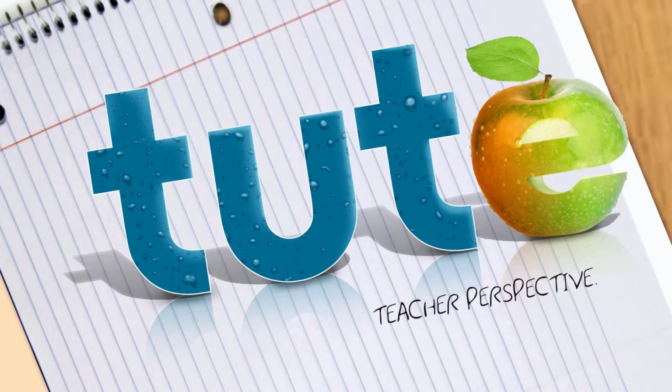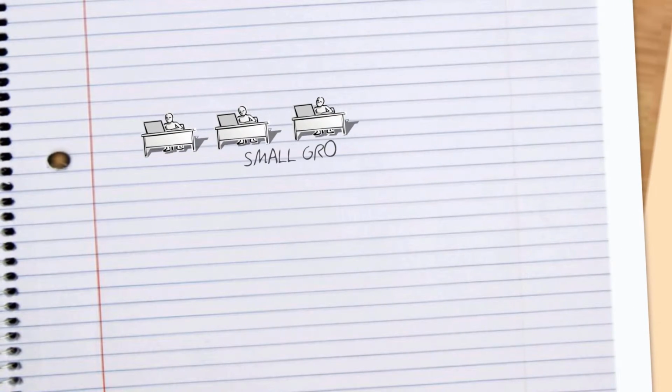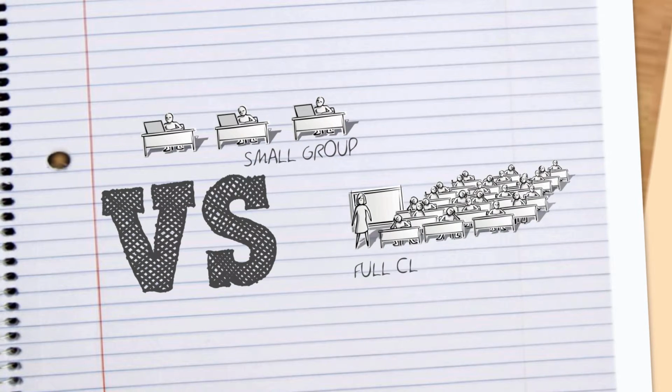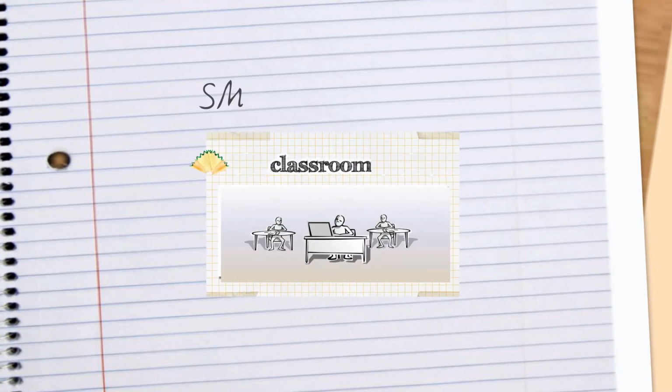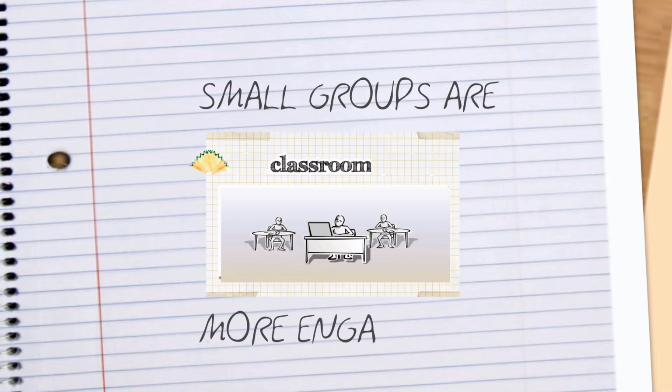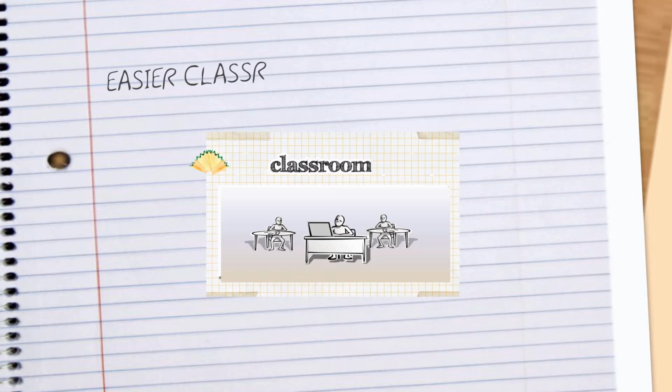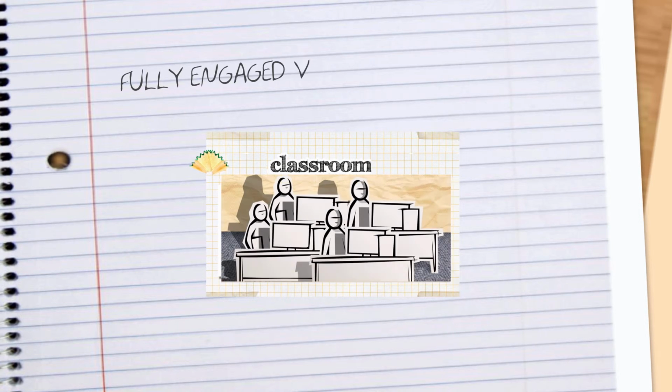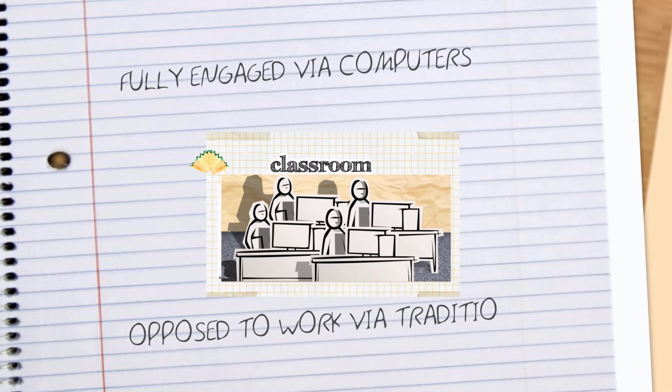Teacher perspective. Tute teachers find it easier to plan for small group instruction versus trying to teach a full class of multiple capabilities where grades fluctuate from top to bottom. They find small groups more rewarding because the students are more engaged. And they are surprised by how much easier the classroom management is when the students are fully engaged via computers as opposed to working within a traditional classroom environment.